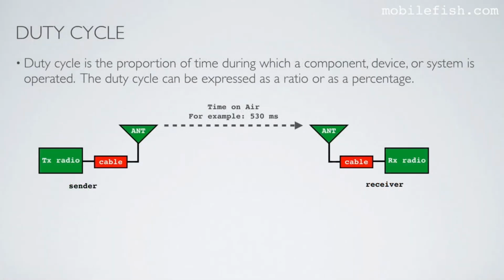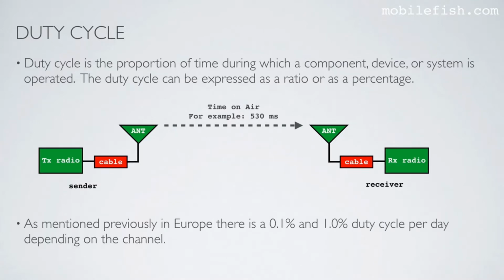Duty cycle is the proportion of time during which a component, device or system is operated. The duty cycle can be expressed as a ratio or as a percentage. As mentioned previously, in Europe there is a 0.1% and 1% duty cycle per day depending on the channel.